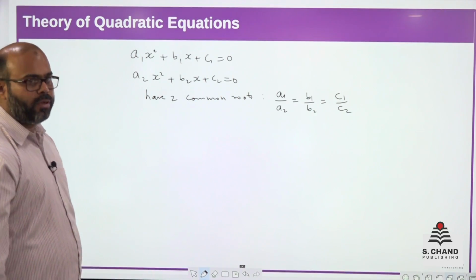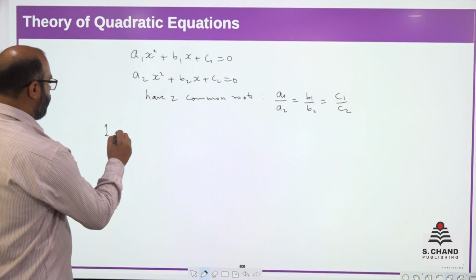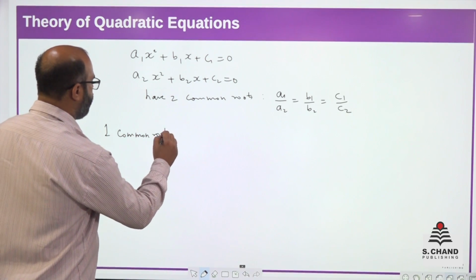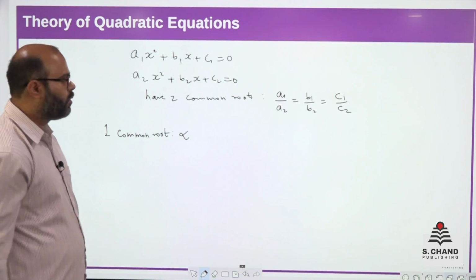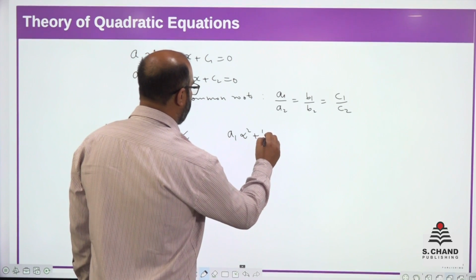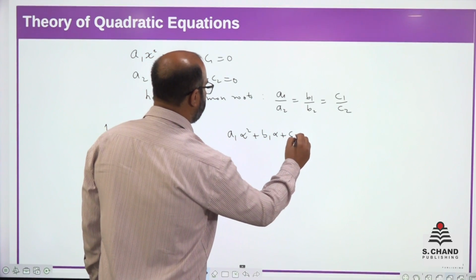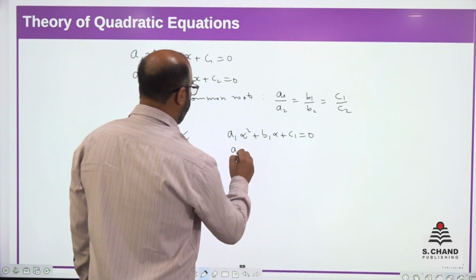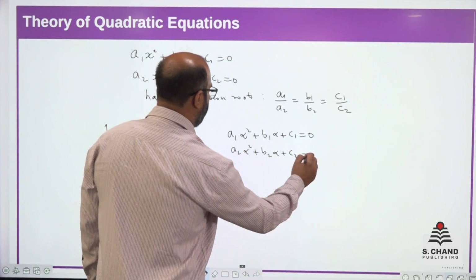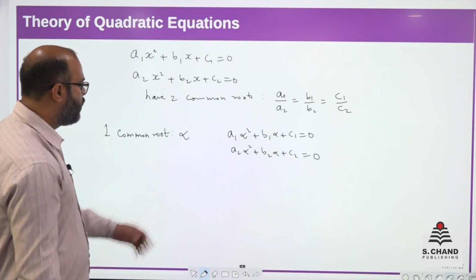If you talk about one common root, then what happens? Let us suppose that common root is alpha. So it will become a1 alpha square plus b1 alpha plus c1 is equal to 0, and a2 alpha square plus b2 alpha plus c2 is equal to 0. Now let us solve them.